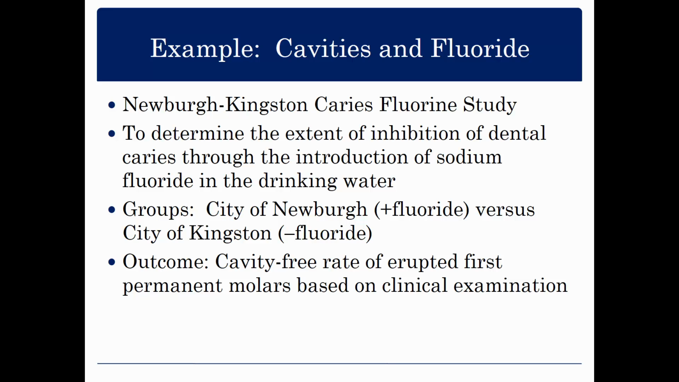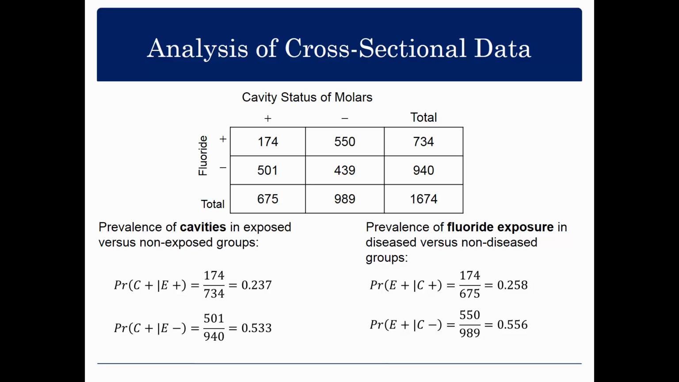So there's no time component here. They just have the information about exposure or not, and they have information on clinical exams, whether or not the first permanent molars had any cavities in them. So data like this in cross-sectional studies, when you have an exposure and an outcome that are both dichotomous, you see what are called contingency tables reporting this because it's paired data. Every study subject has both an exposure and an outcome.